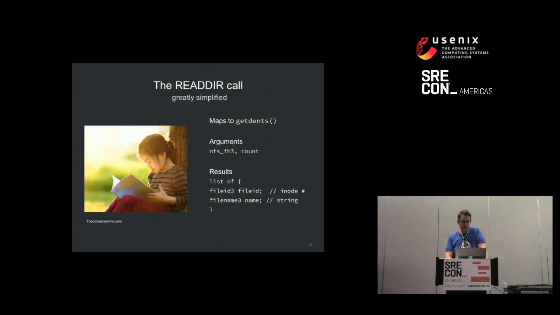So the readdir call looks like this. It takes an NFS file handle that represents the directory, and it takes a number of entries to return. And it returns you a list of effectively file names and something that's useless. Of course, there's a bit of complexity hidden here, but that's basically what it does.